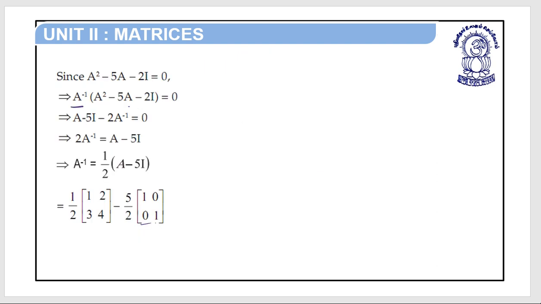Find out the A inverse. We will multiply A inverse on both the sides. 0 into A inverse becomes 0. So A inverse times (A square minus 5A minus 2I) is equal to 0. A square A inverse minus 5A A inverse minus 2I A inverse is equal to 0. So it becomes A minus 5I minus 2A inverse is equal to 0. So 2A inverse is equal to A minus 5I. A inverse is equal to 1 by 2 (A minus 5I).